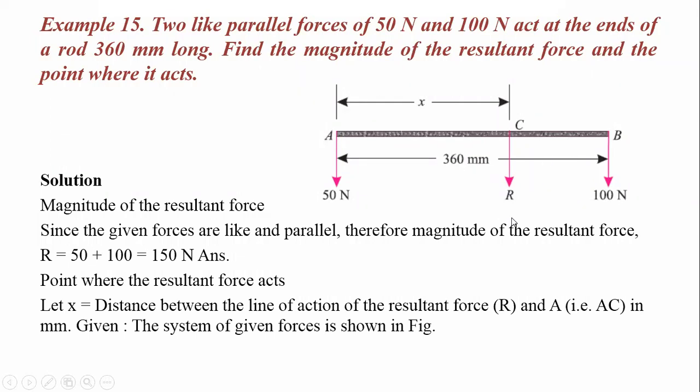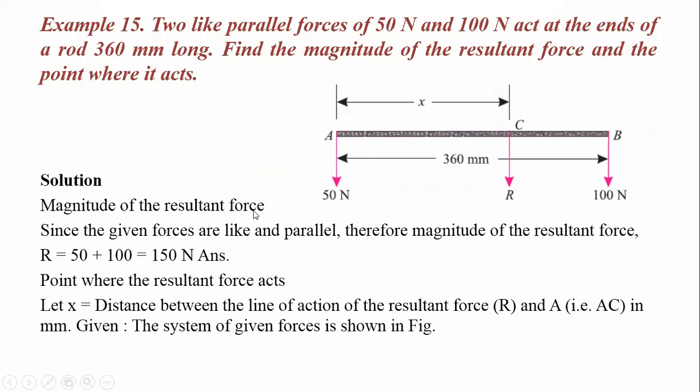R is the single force which will produce the same effect as that produced by these two forces, and is called the resultant force. That resultant force we have to find out, as well as we have to locate this resultant R on this rod. We have decided that from point A, the resultant will lie at a distance x. That distance x we have to find out, as well as the magnitude of this resultant R.